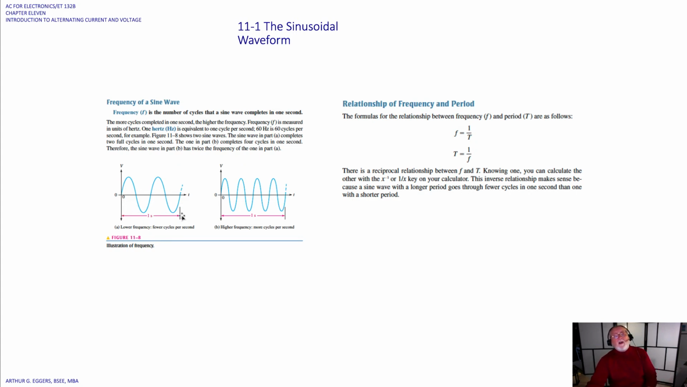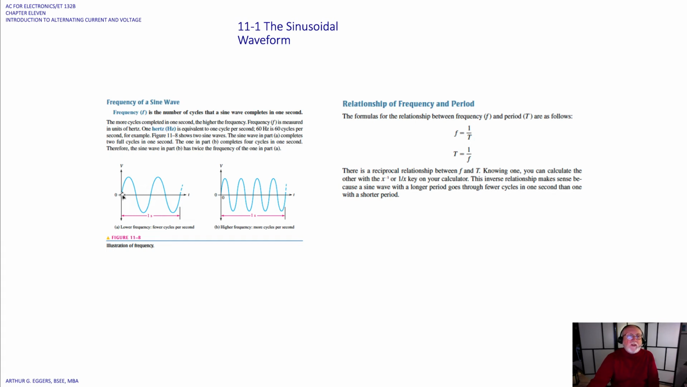Recall that your house current is 60 hertz. That's 60 cycles per second. So in your house current, instead of there being 2 cycles here, there's 60 of those alternations occurring in a 1 second period. The more cycles completed in 1 second is a relationship that equates to a higher frequency. We have a higher frequency.